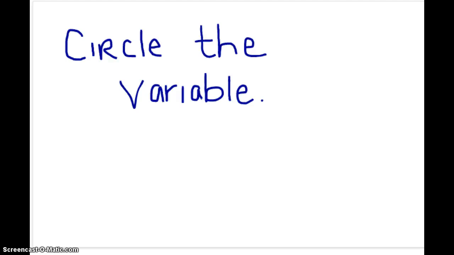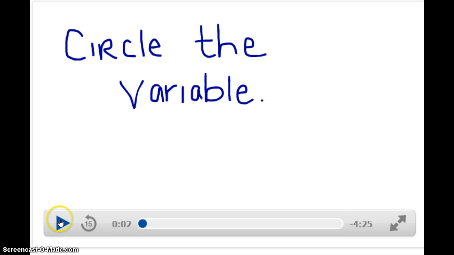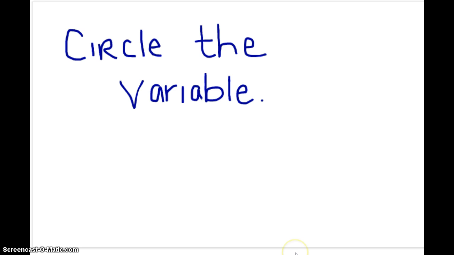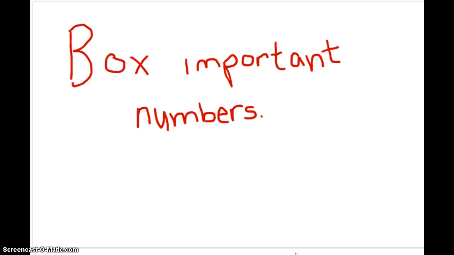Using Screencast-O-Matic, we're going to use 3 simple steps in order to change word problems into algebraic expressions or equations. Here's how we start. First, we're going to circle the variable. Okay, that means identifying the unknown and giving it a word or a letter instead.